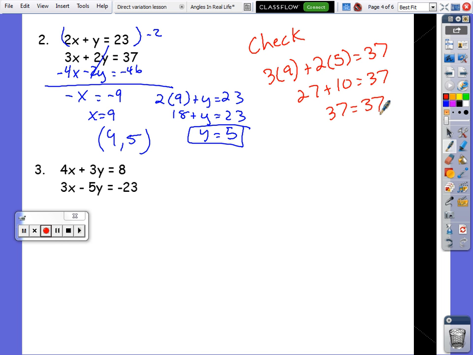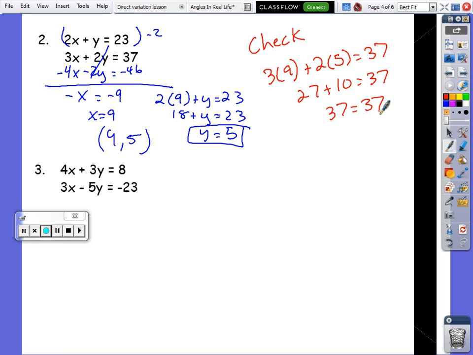Okay, so you see the check worked out, and so did that. Now look at number 3. Number 3 is not an easy fix. So we have 4x and 3x. Nothing that I can just multiply one equation by. And then we have 3y and negative 5y.